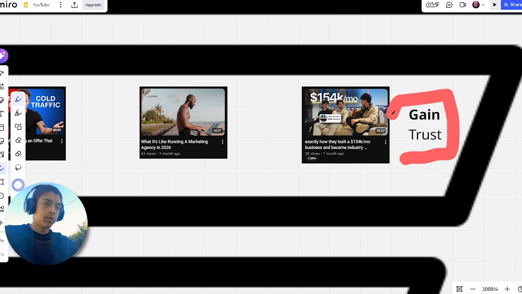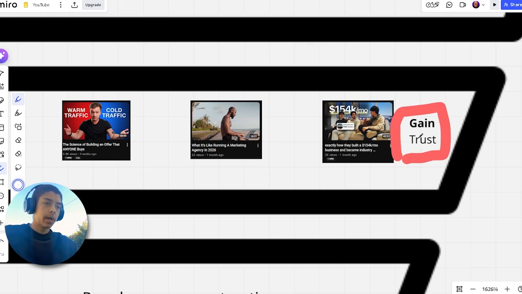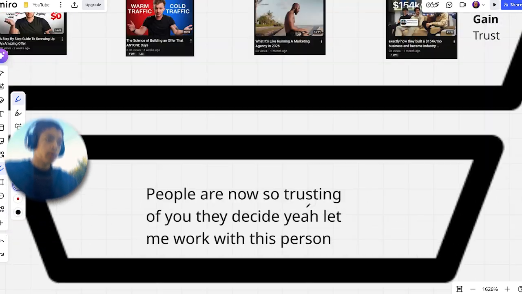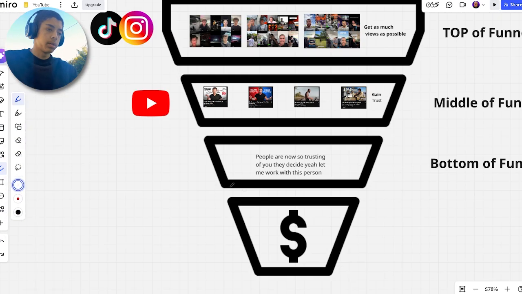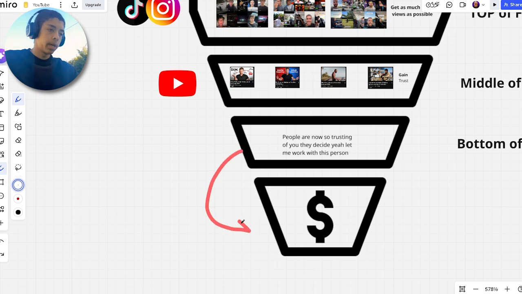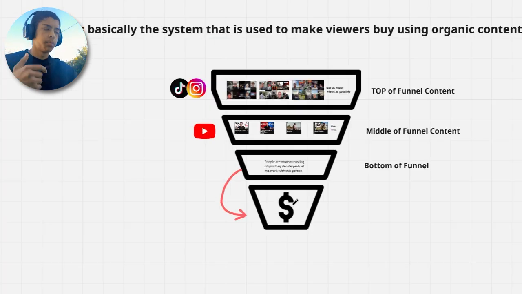So the basis of middle funnel content is to gain trust. So by now, people are so trusting of you that they decide, yeah, let me work with this person, obviously equating to you making money. So yeah, that's how people use content and personal branding to make money.